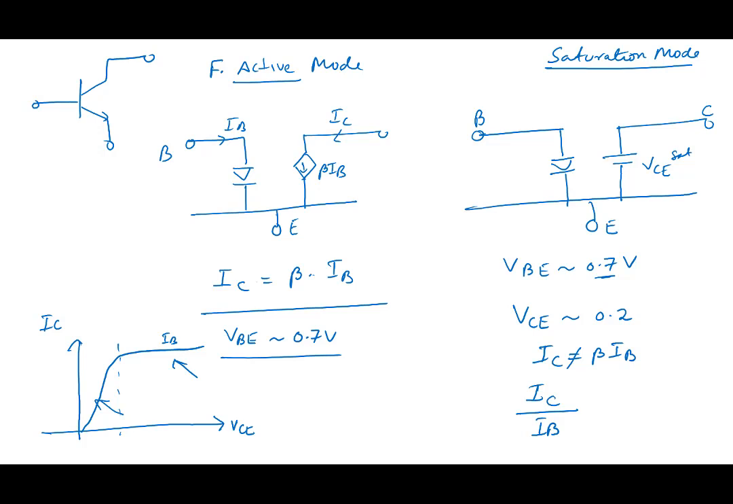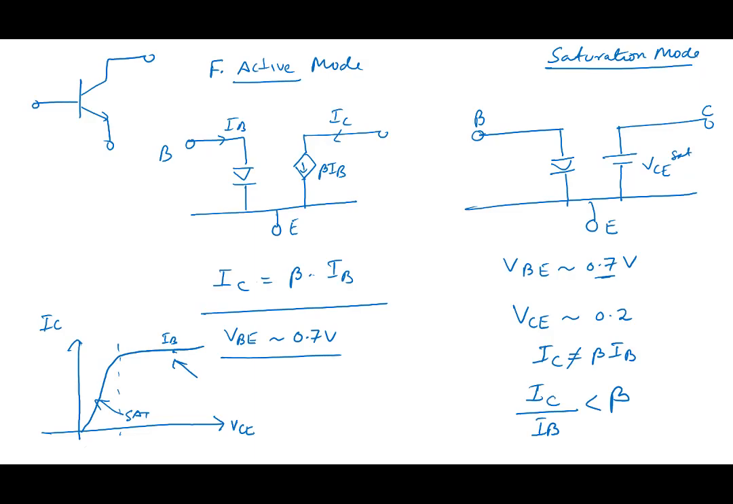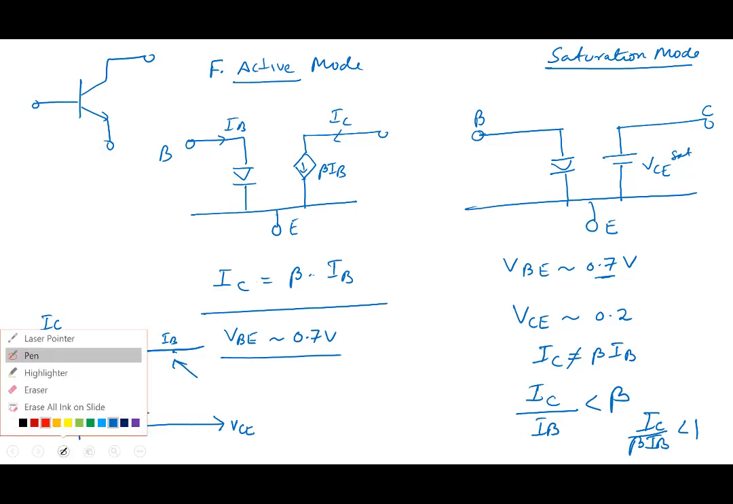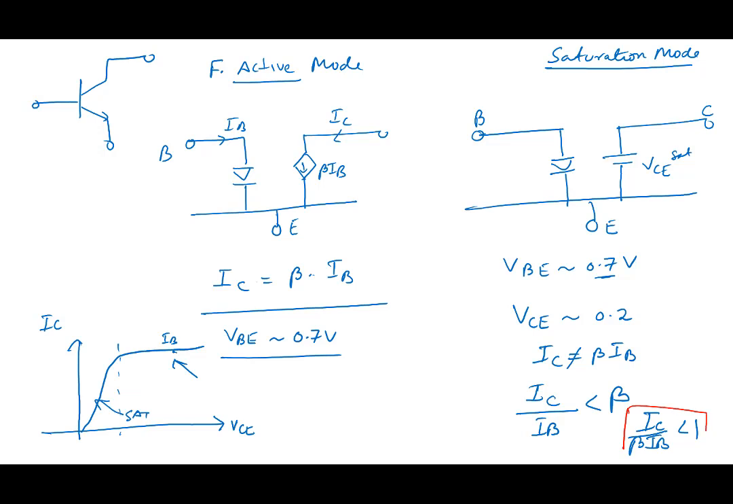This is saturation, this region. Here IC is equal to beta IB, so here obviously less. So IC by IB must be less than beta. Here is where saturation is. So one of the characteristics of saturation is that IC by IB is less than beta. Or another way that people write it is IC by beta IB is less than 1. Important relationship. This is one of the characteristics of saturation.